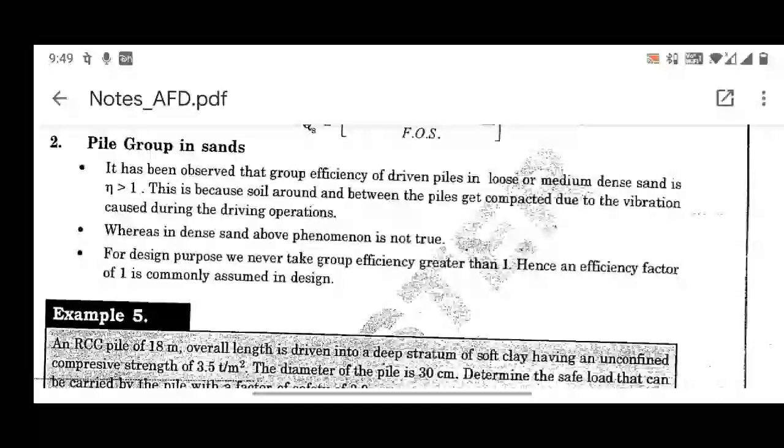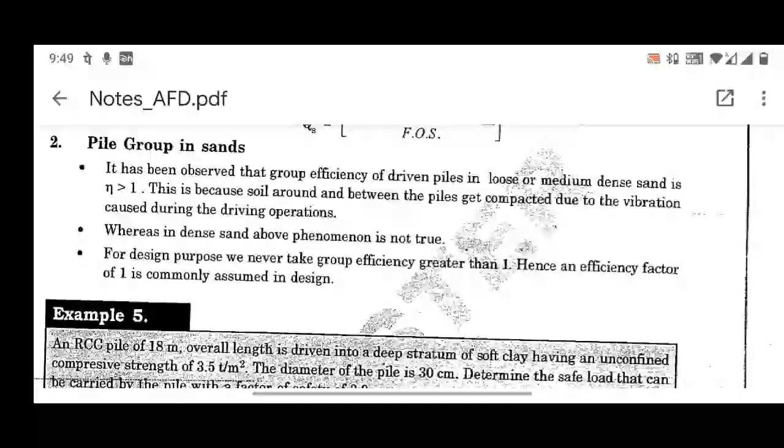Whereas in dense sand, the above phenomenon is not true. So whenever there is the case of dense sand, always compare it with the stiff clay case. For dense sand, since it is already compacted, we will not have as much compaction as we see in loose to medium dense sand, because voids are higher in loose to medium dense sand, and when you compact the soil, the voids easily get out, and we have the densified pattern. The above phenomenon is not applicable for dense sand.